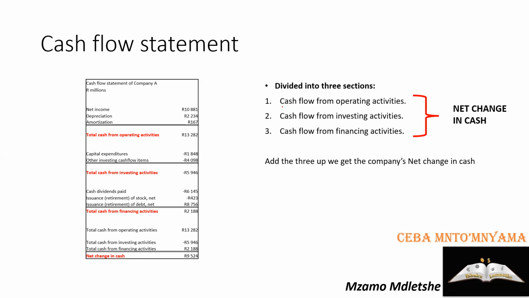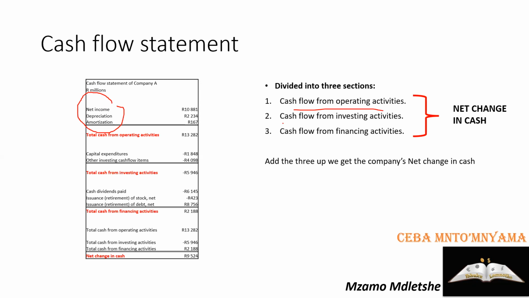The first section is cash flow from operating activities. This includes net income, depreciation, and amortization. Adding these three up gives us total cash from operating activities.